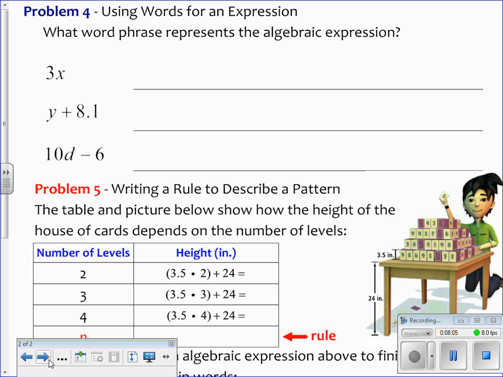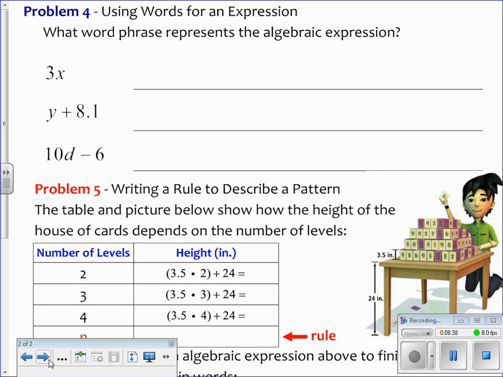These are a little different. What word or phrase represents the algebraic expression? So the first one, 3x. There are a lot of answers that I could write for what does 3x if I'm converting it to words. There's a lot of possibilities. I could do what? Somebody have a suggestion?